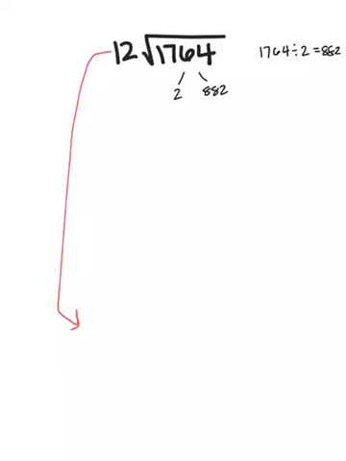And then I can't break down 2 because it's prime. And I'm going to break down 882. Well, 2 goes into there. And it goes in there 441. Oh, wow, 441, that's a big number.